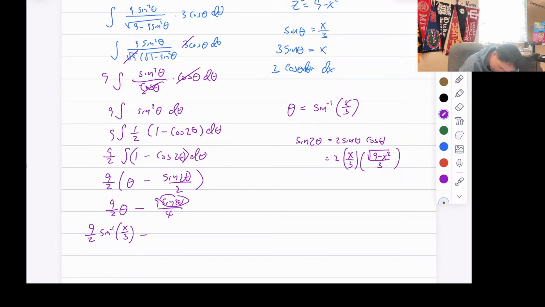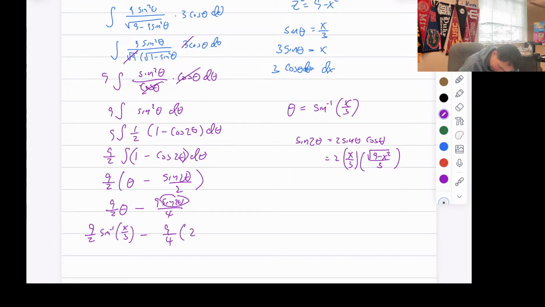So this one's going to be minus. Wait, there's a half somewhere. What did I do? Wouldn't it be 2x over 3? Wouldn't sine of 2 theta be 2x over 3? How do you go from 1 to 0? Yeah. Oh. I didn't do that.